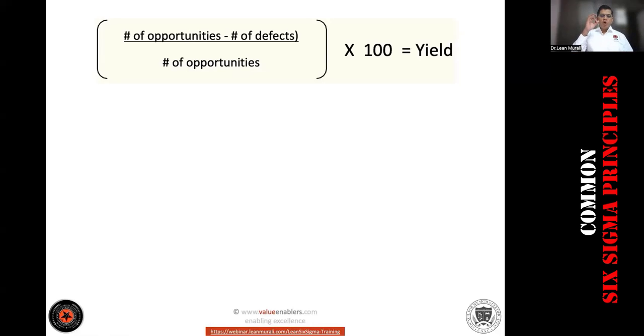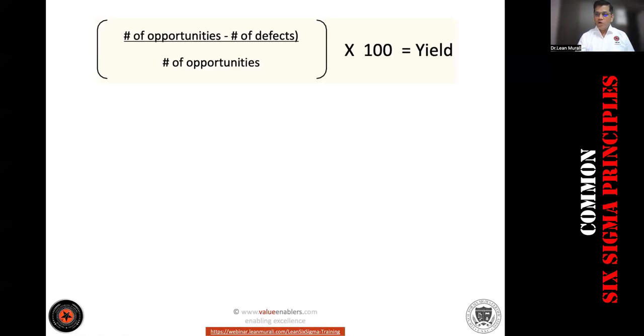Now type the word opportunity in the chat box. Now type the word DPO in the chat box. Defects per opportunity. So we said DPU, which is defects per unit. Now DPO, defects per opportunity. And the last that I want you to learn is DPMO, defects per million opportunities.